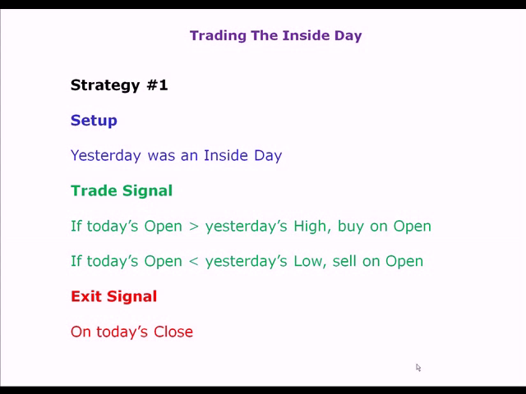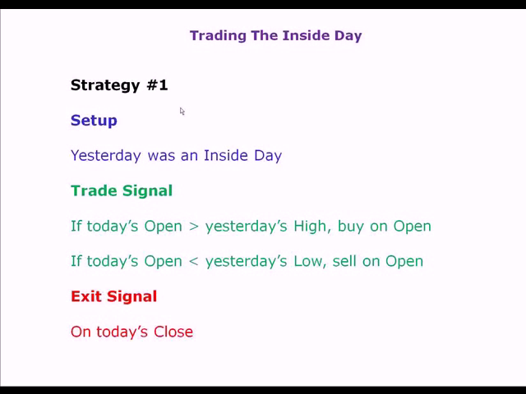We're going to be discussing several strategies for trading the S&P 500 cash index. And although we're using the S&P daily chart to identify trade setups, the trades themselves are going to be intraday trades. What I mean by that is that the entry is always going to be on the open of the cash session, and the exit is always going to be on the close of the cash session. Our strategies are going to consist of three elements. We're going to have a setup, a trade signal, and an exit signal.